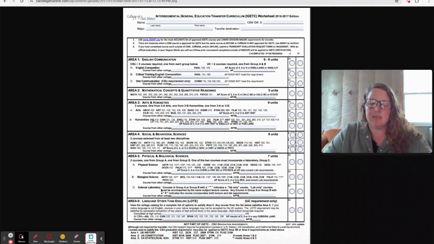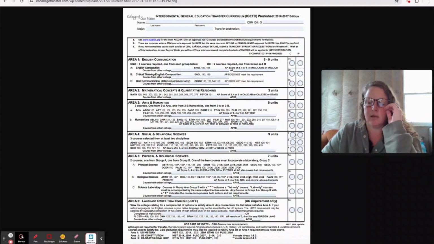Do your AP test and you get those scores and then you're good to go. And then science lab, courses in Group A or Group B with an asterisk indicate a lab-only course. Lab-only courses must be accompanied by the same subject lecture course. So like for me, because I'm not science-oriented, I took geology, and I took the geology lab.